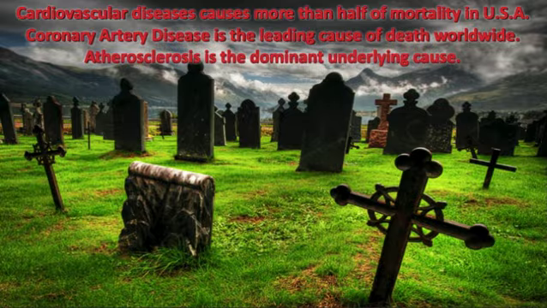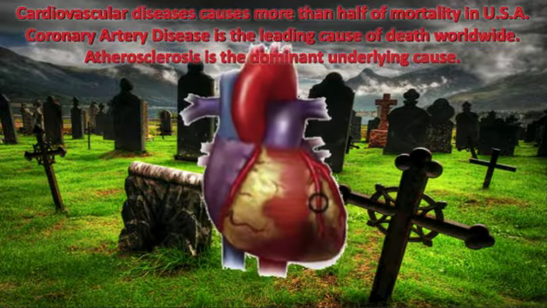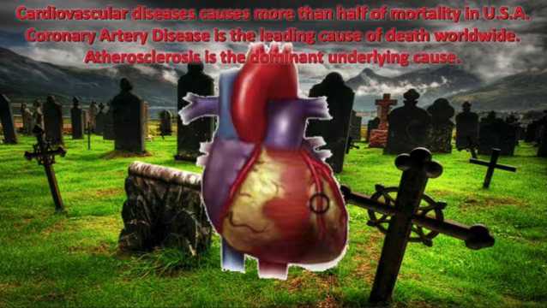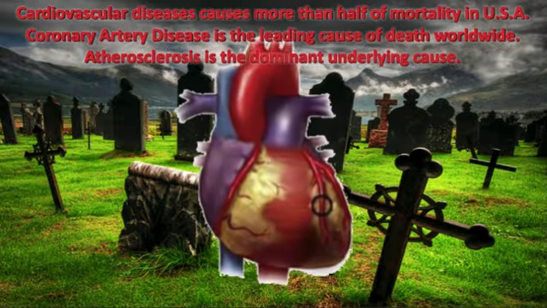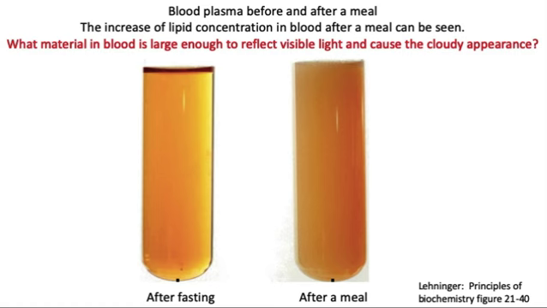Coronary artery disease results from a buildup of fat in the lining of your arteries. And in fact, when you eat a big Thanksgiving dinner, your blood plasma changes in appearance. Can you see the difference between these two tubes of blood plasma? Please tell me what the difference is and explain it.